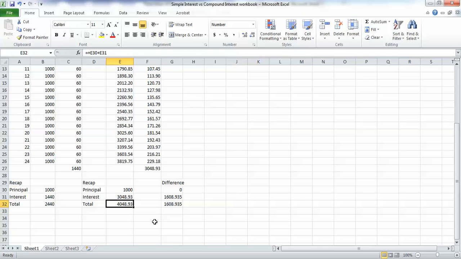So that's more about simple interest and compound interest, and it helps to explain the magic of compound interest, which of course is what underlies the time value of money.